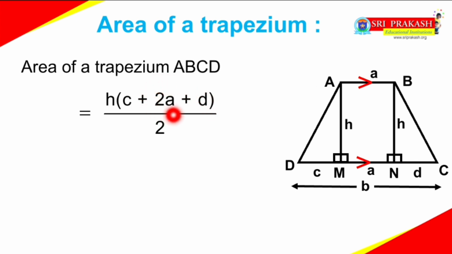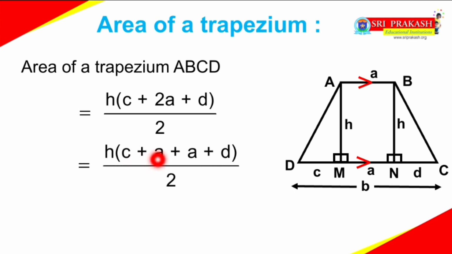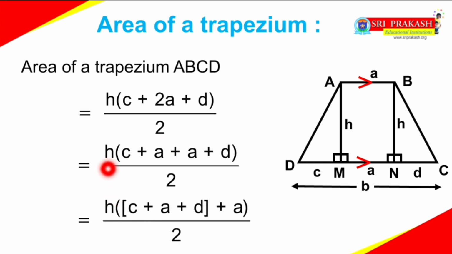Now, let us write 2a as a plus a. Can we write, children? Yes. Now, from this expression, let us write c, a and d together in one bracket. Then we get h into c plus a plus d in one bracket, and one more a let us write outside the bracket.